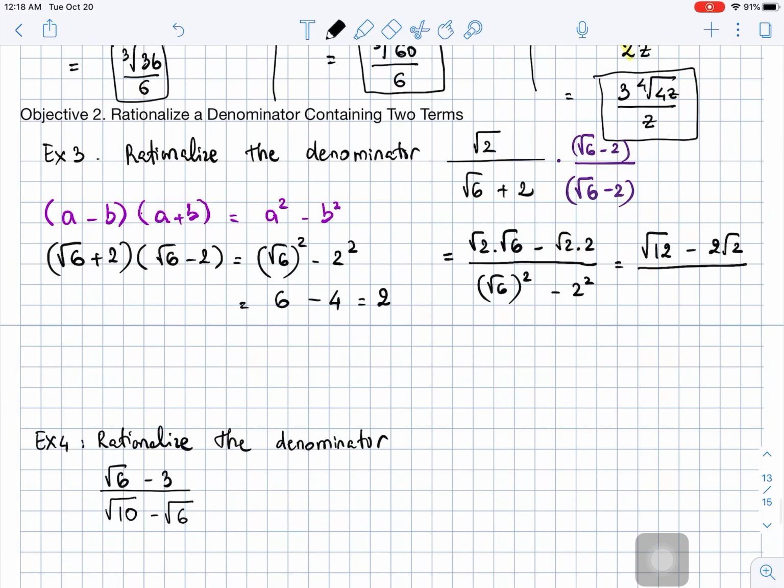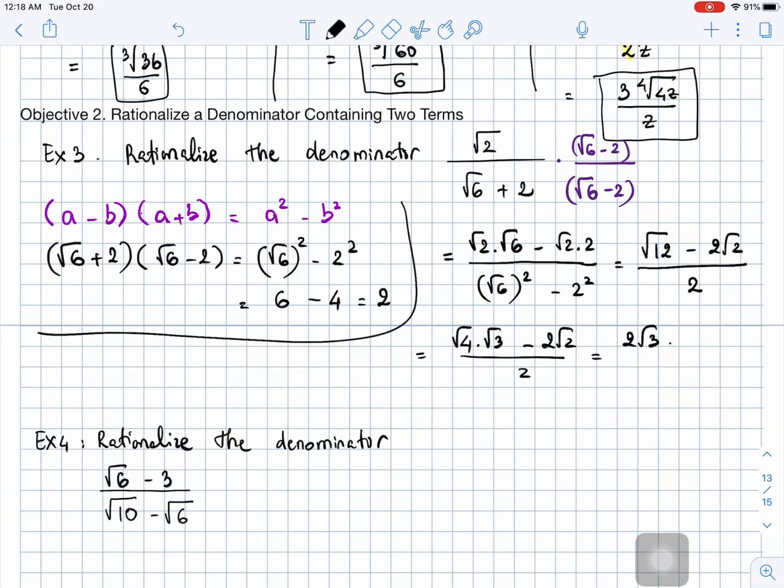And in the bottom, you use the formula square root of 6 squared minus 2 squared. Then we got square root of 12 on the top minus 2 square root of 2. You notice that we always multiply the radical and the radical together. If one is a radical and one is a number, we cannot multiply. The answer in the bottom is 2.